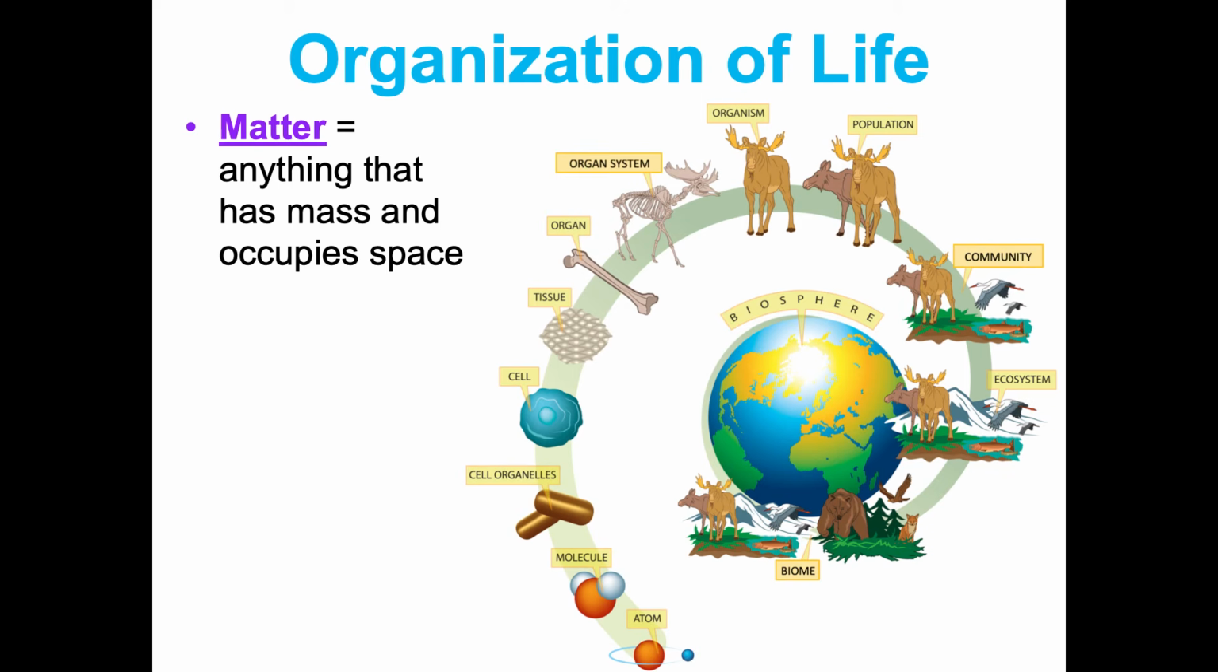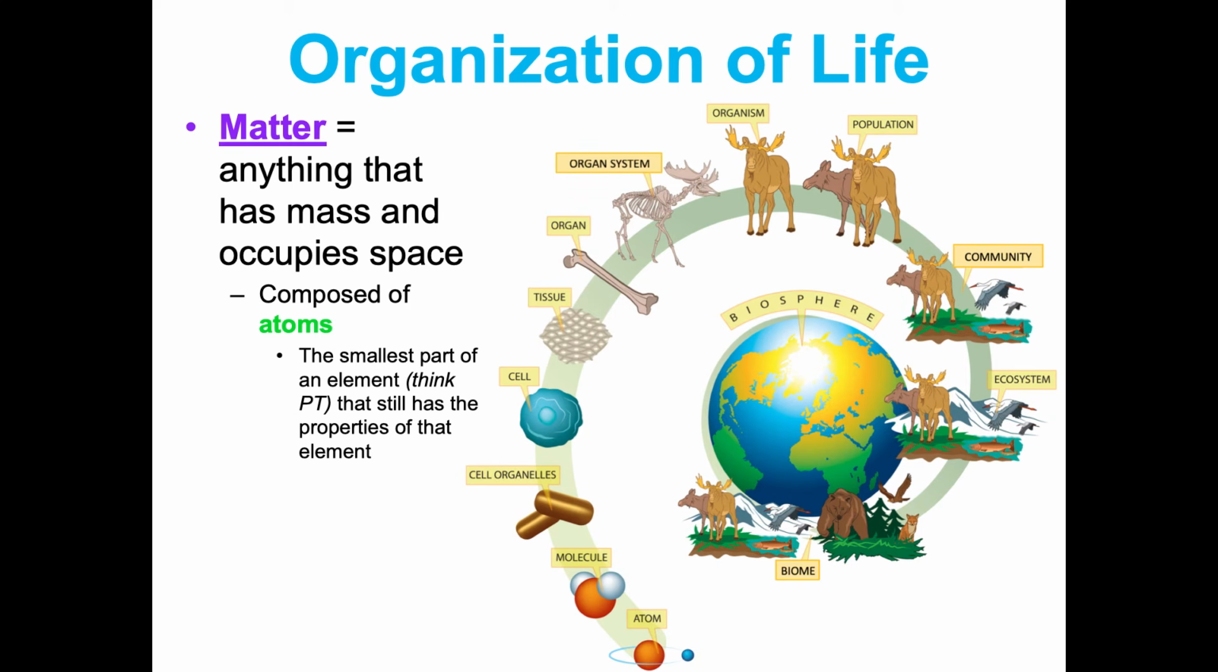So, first, I can't talk about chemistry without defining matter. Matter is anything that has mass and occupies space, and matter is made of atoms. An atom is the smallest part of an element. So think of all of those things on the periodic table: zinc, iron, hydrogen, oxygen, phosphorus, carbon, all those things. And an atom is the smallest part that still has the properties of that element.